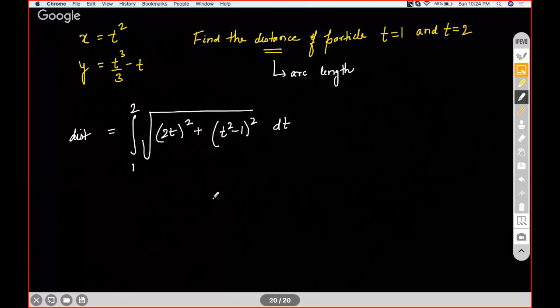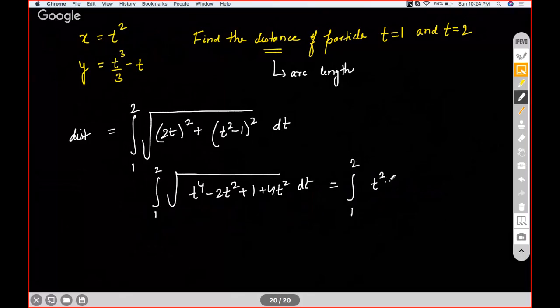And the good thing about this expression is that even though it's under the root, it's actually a perfect square. It's t squared plus 1 whole square. Yes, it's a perfect square. So that's going to be the integral from 1 to 2 of t squared plus 1.